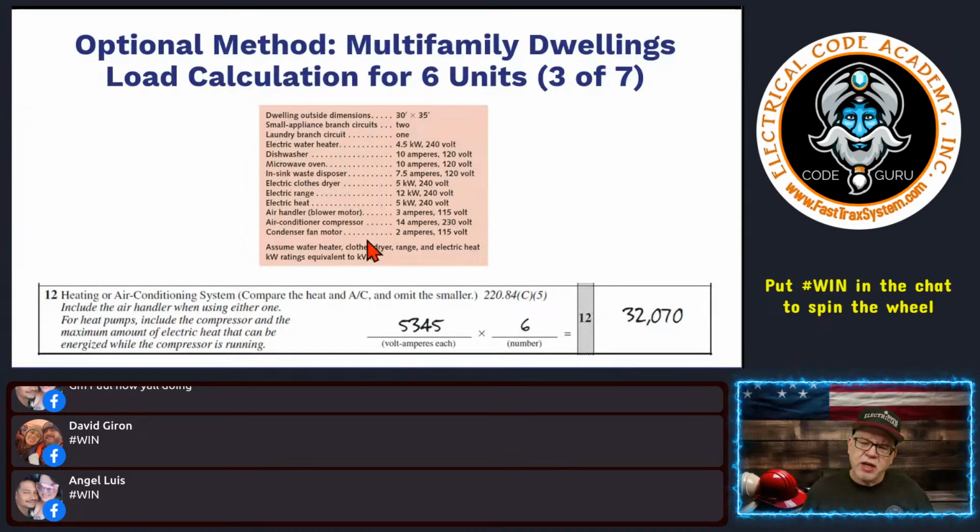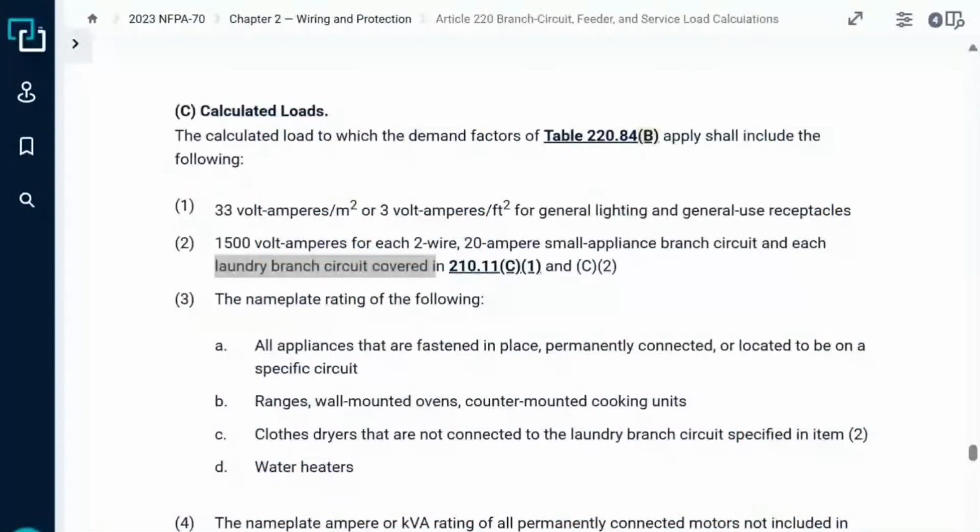Now, if you want to know how a heat pump works into this, I encourage you to go back and watch what we did in the single family dwelling calculation so that you can see how we addressed heat pumps. And if you look at the optional method, and I'll go over to it, I'm sure it won't show up.